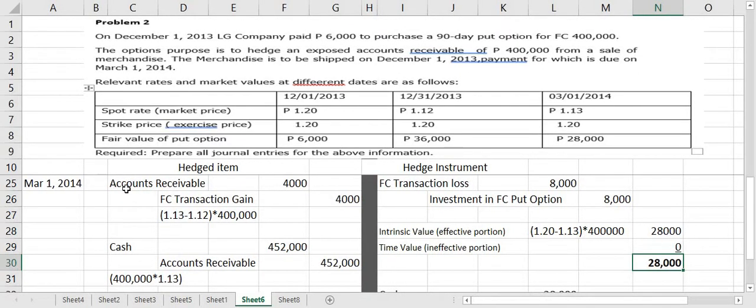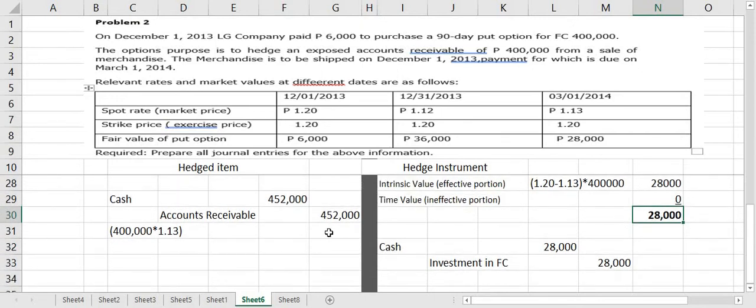Now, for the hedged item, from 1.12 the spot rate became 1.13, so our accounts receivable increased by 4,000. So we also have a gain of 4,000. To settle, let us close or derecognize our remaining fair value of the put option. That's a credit to investment in foreign currency for 28,000 and a debit to cash for 28,000.